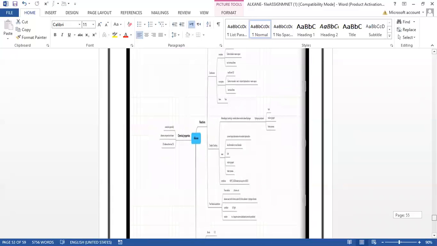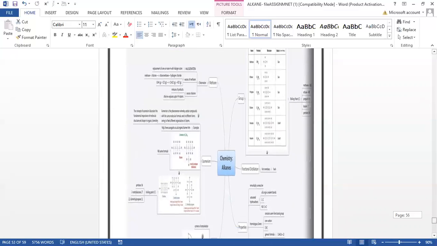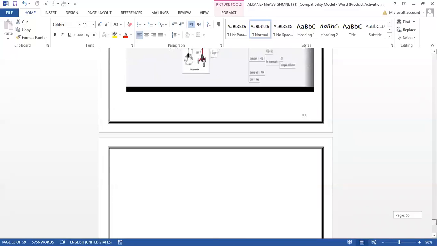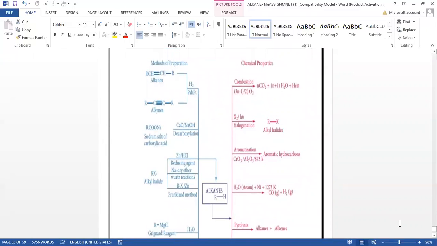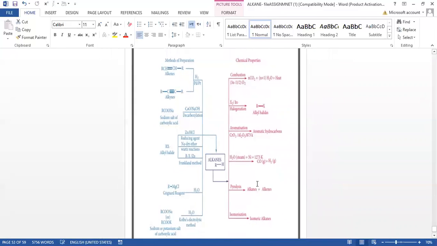This is the summary of the alkanes that I have discussed. This is the chemistry of the alkanes, and this is a summary of all the reactions of the alkanes. These are the chemical properties.